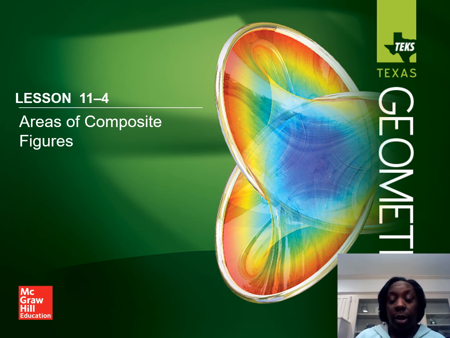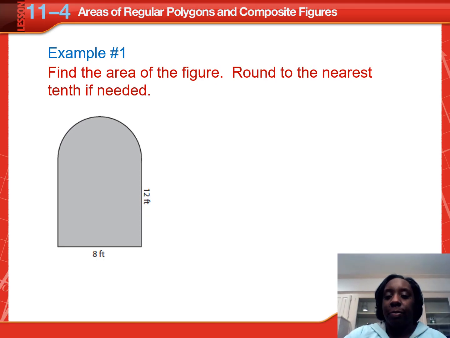So if you've done a little bit of area before, now a composite figure is a combination of figures put together or taken away. So we may need to add or subtract two figures together. So here we go. Let's go ahead and get started.